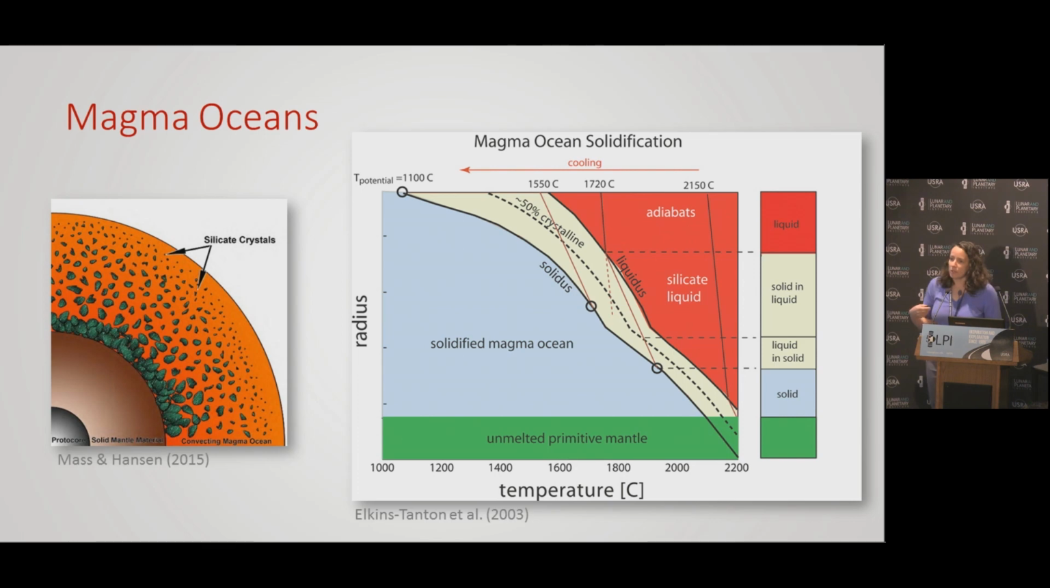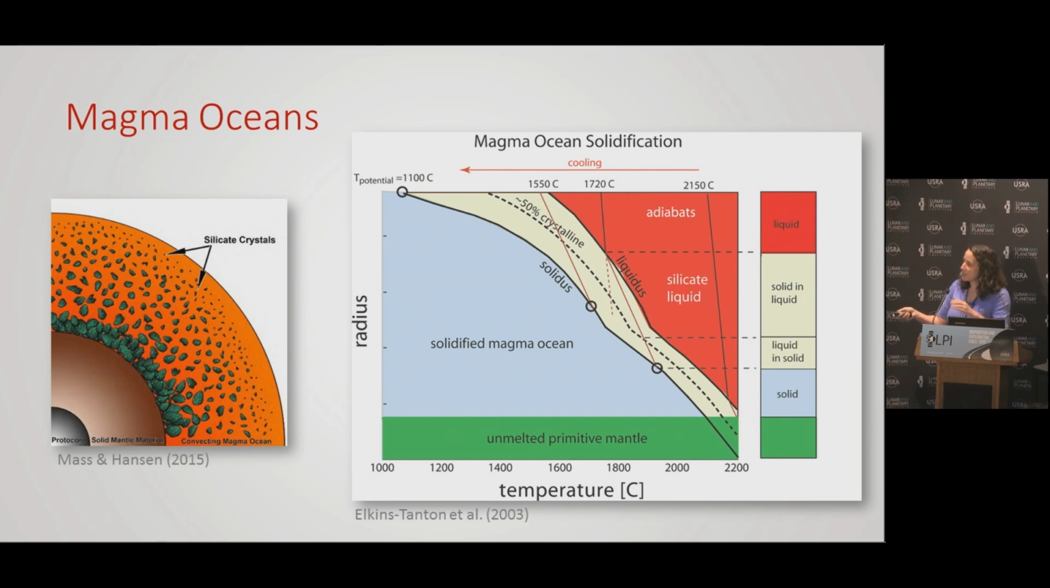So I want to jump now and start talking a little bit about how the atmosphere and the interior are interacting in the very earliest stages of planet formation. And this is when we have magma oceans. So we think of a magma ocean as a fairly common stage for terrestrial planets, particularly after giant impacts.